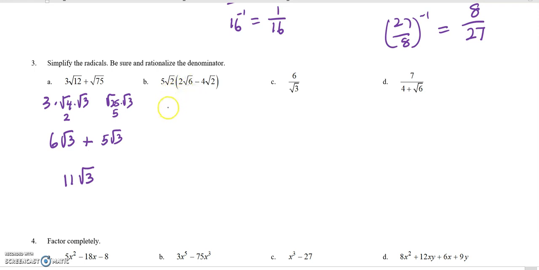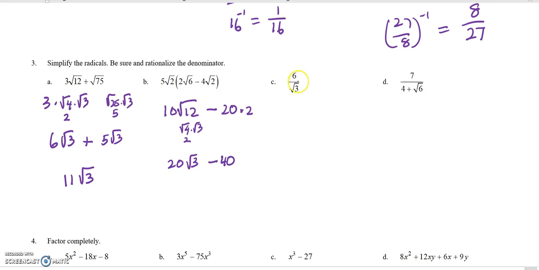We need to distribute out, so we'll get 10 root 12. We'll need to simplify the root 12, and then 20. And then root 2 times root 2 is 2. It's the square root of 4, which is 2. This is root 4 times root 3. This is 2. So we get 20 root 3 minus 40.